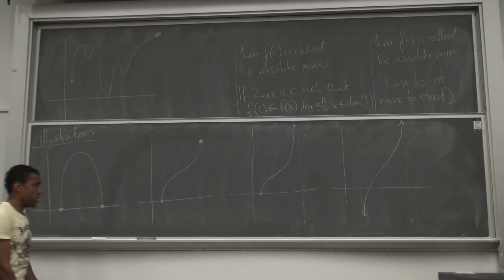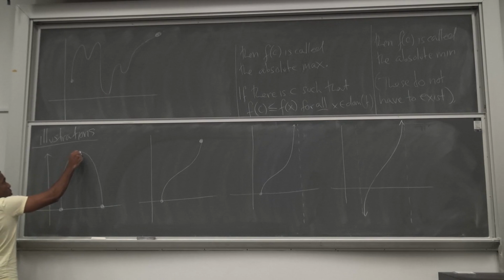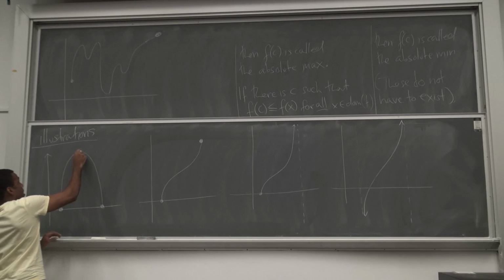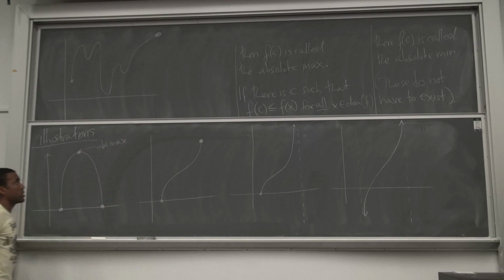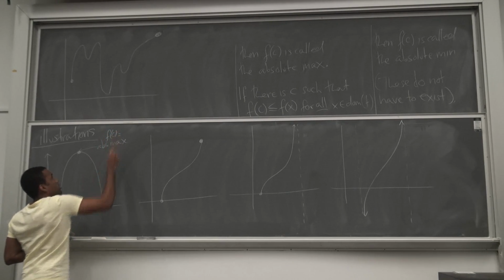Basically, the definition says absolute max is talking about the largest y value in general. Absolute min is talking about the smallest y value in general. So this is my function. Where would the absolute max be located? At the tip top. At that point, the y value is larger than every other y value. So that point here would be called the absolute max, whatever that value is. If this is at C, then I would say f(C) equals the absolute max.